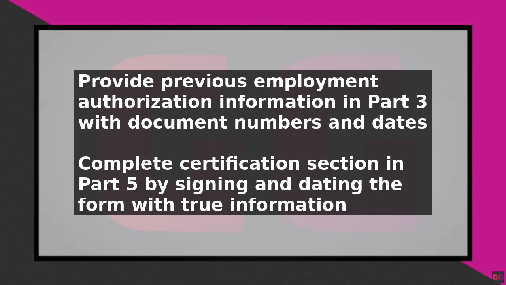These may include a copy of your passport, a copy of your Form I-94, and any other documents specified in the form instructions. The filing fee for the Form I-765 is currently listed on the USCIS website, and you can pay by check or money order.